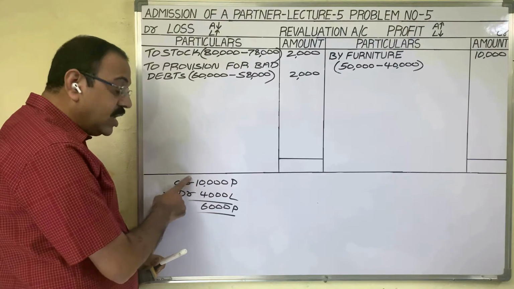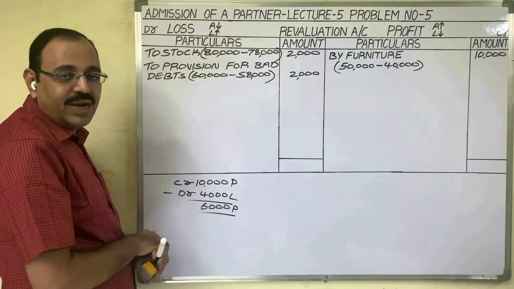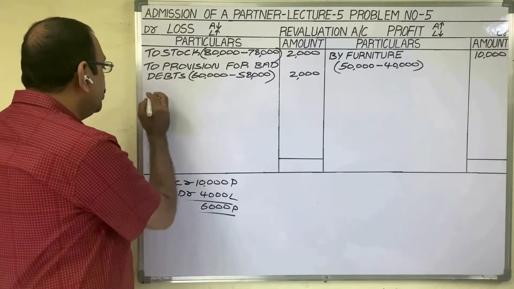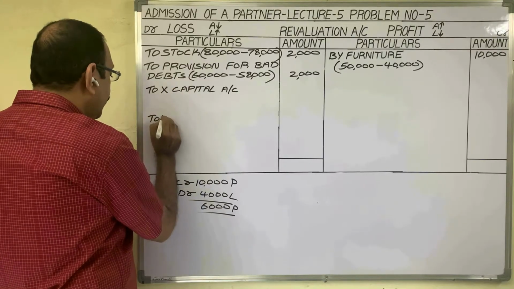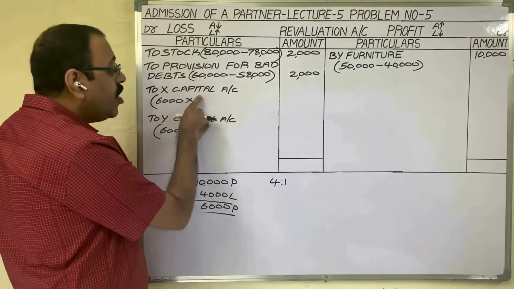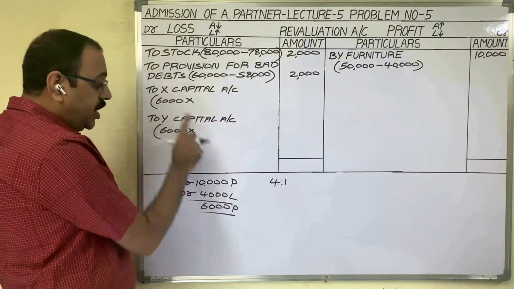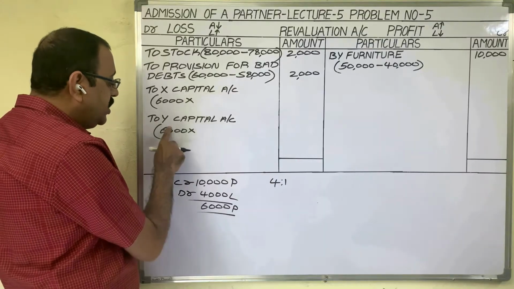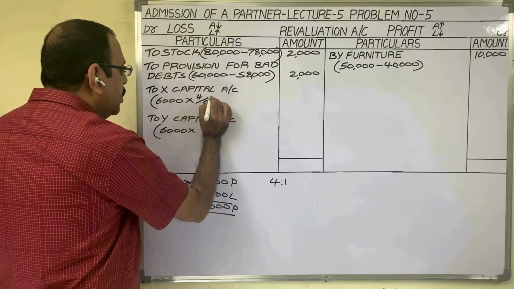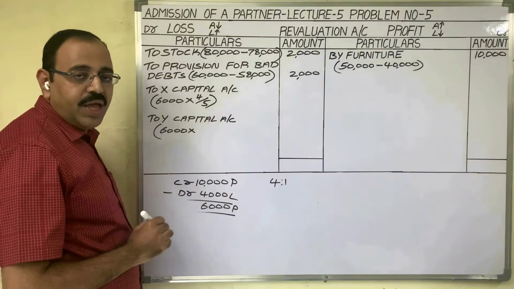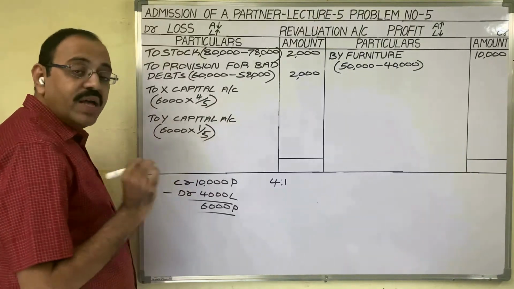As debit side total is less, on the debit side we have to transfer this amount to old partners' capital accounts. So we should write to X capital account, to Y capital account. Old profit and loss ratio of X and Y is 4:1, no? So X's share is 4 by 5, Y's share is 1 by 5. So 4/5 of 6,000 we should transfer to X capital account, 1/5 of 6,000 to Y's capital account.